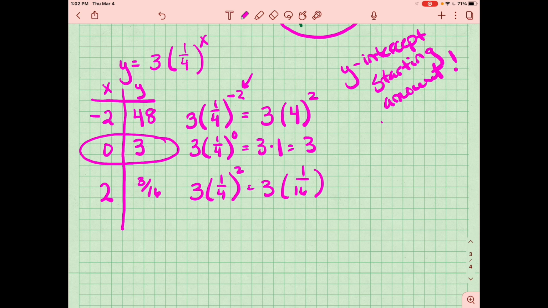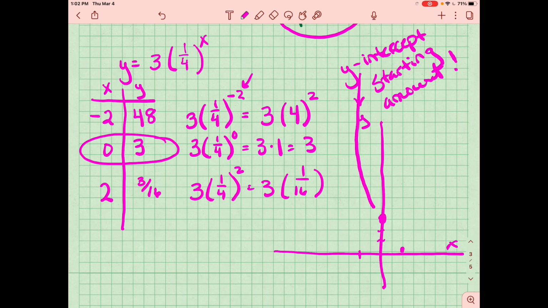What we're going to see is we have a graph that looks something like this. Here's x, here's y. We can't even really graph this. At -2, it's coming down from way up there. Then 0 is at 3, and at 2 it's barely above the line. So here's what this looks like. It's coming down, it's coming down, and it just keeps getting smaller like that. That's not a very neat graph, but that's exponential decay for you.